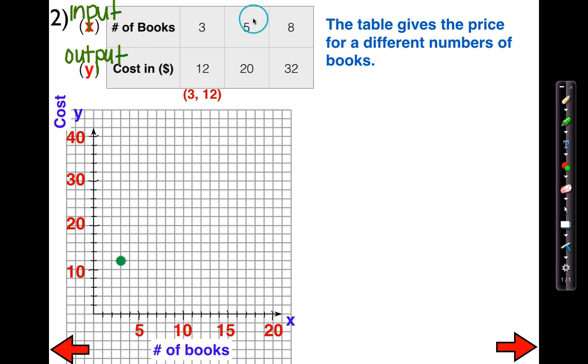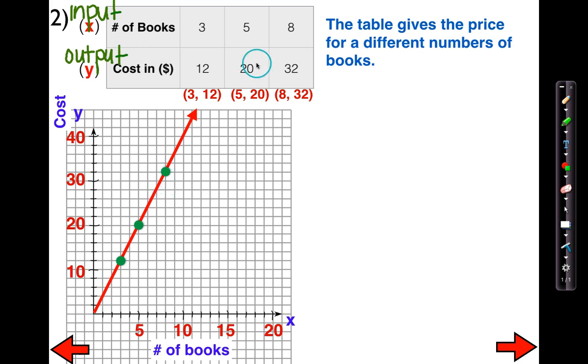The next ordered pair would be x, y, which would be 5, 20. So I'm going to go over 5 and up all the way to 20. And the last but not least is the ordered pair x, y, which would be 8, 32. So we're going to go all the way to 8 and all the way up to 32. Now, you would use a straight edge and you would draw a line.